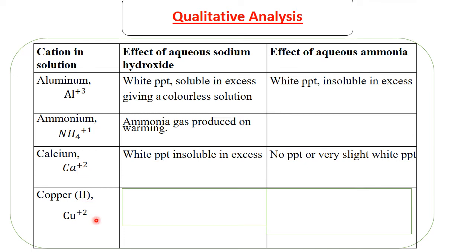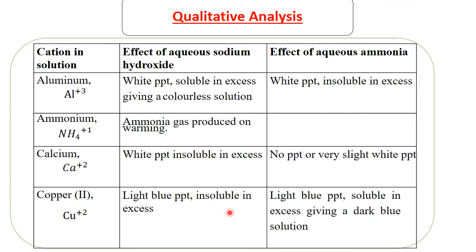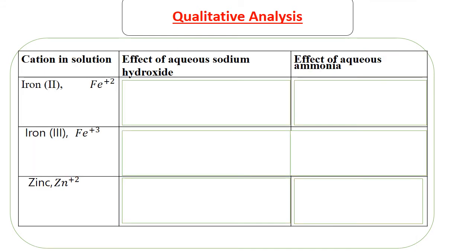What about copper 2 ions? For copper 2 ions, a light blue precipitate is formed, which is insoluble in excess sodium hydroxide. What about in aqueous ammonia? The same precipitate is formed, but this one is soluble in excess, and it gives a dark blue solution if you put aqueous ammonia in excess.